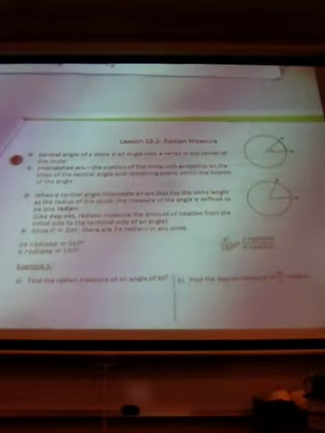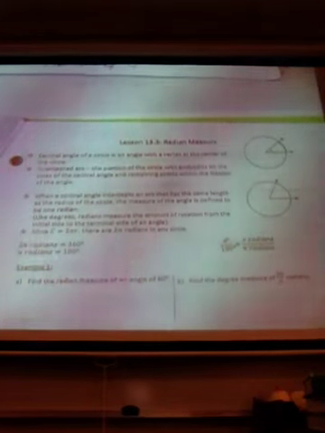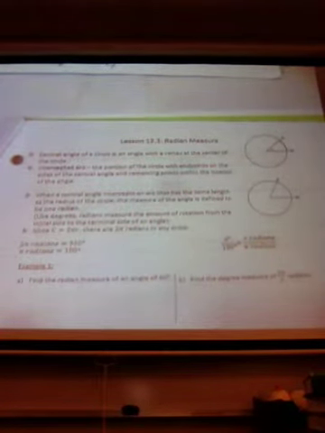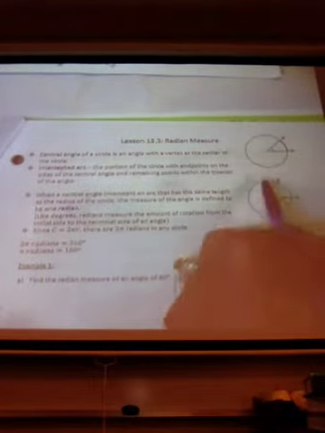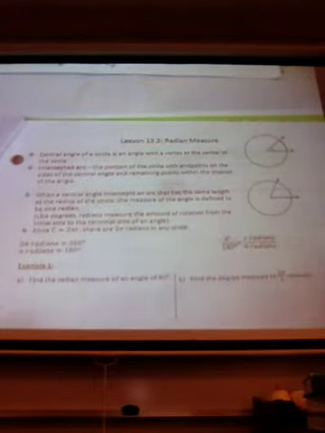When a central angle intercepts an arc that has the same length as the radius of the circle, the measure of the angle is defined to be 1 radian. Like degrees, radians measure the amount of rotation from the initial side, this is my initial side, the x-axis, to the terminal side. Since the circumference is 2 pi r, there are 2 pi radians in any circle, because our r is 1. We're still on the unit circle.